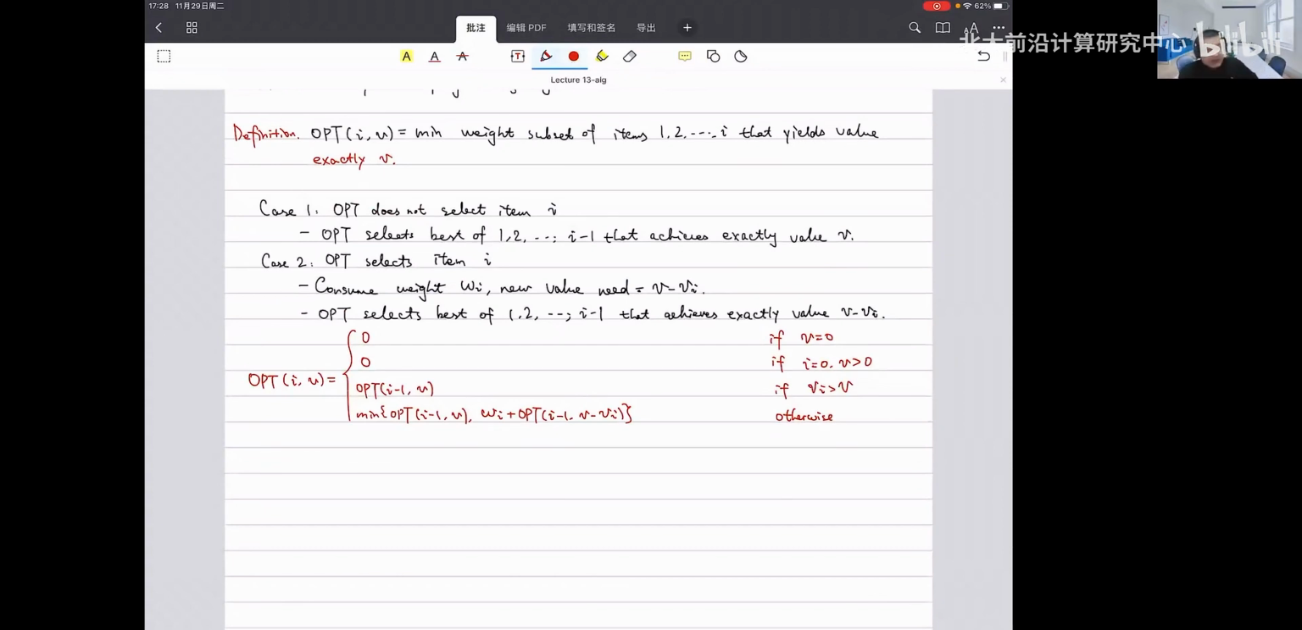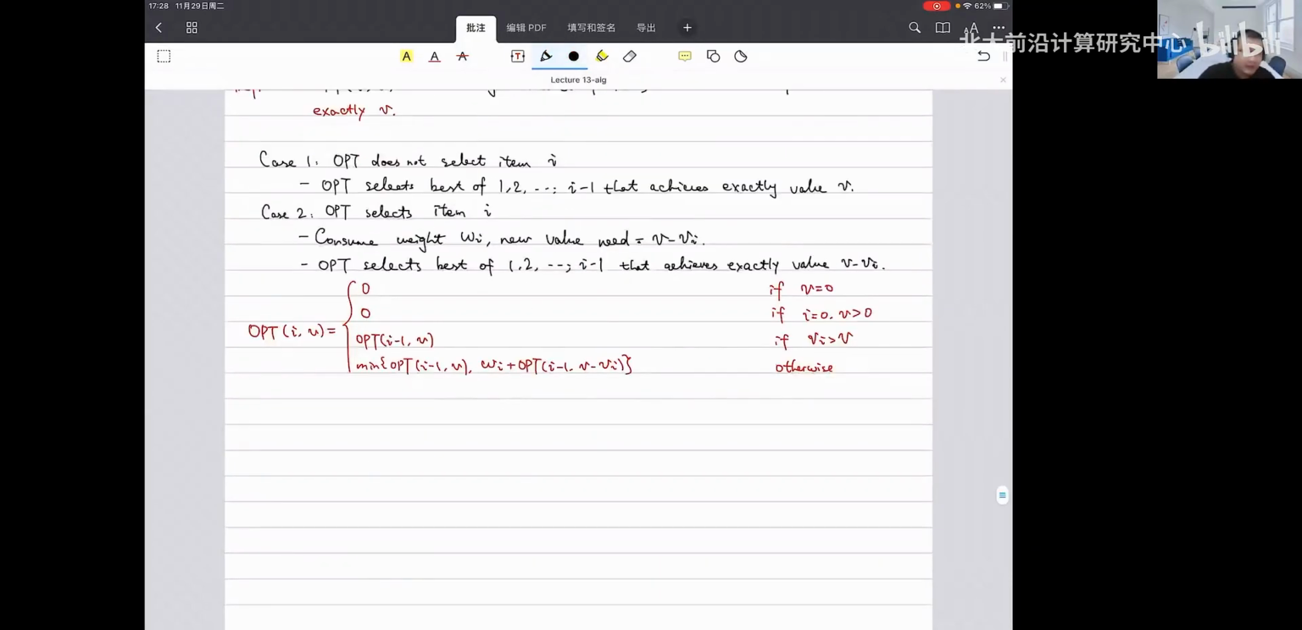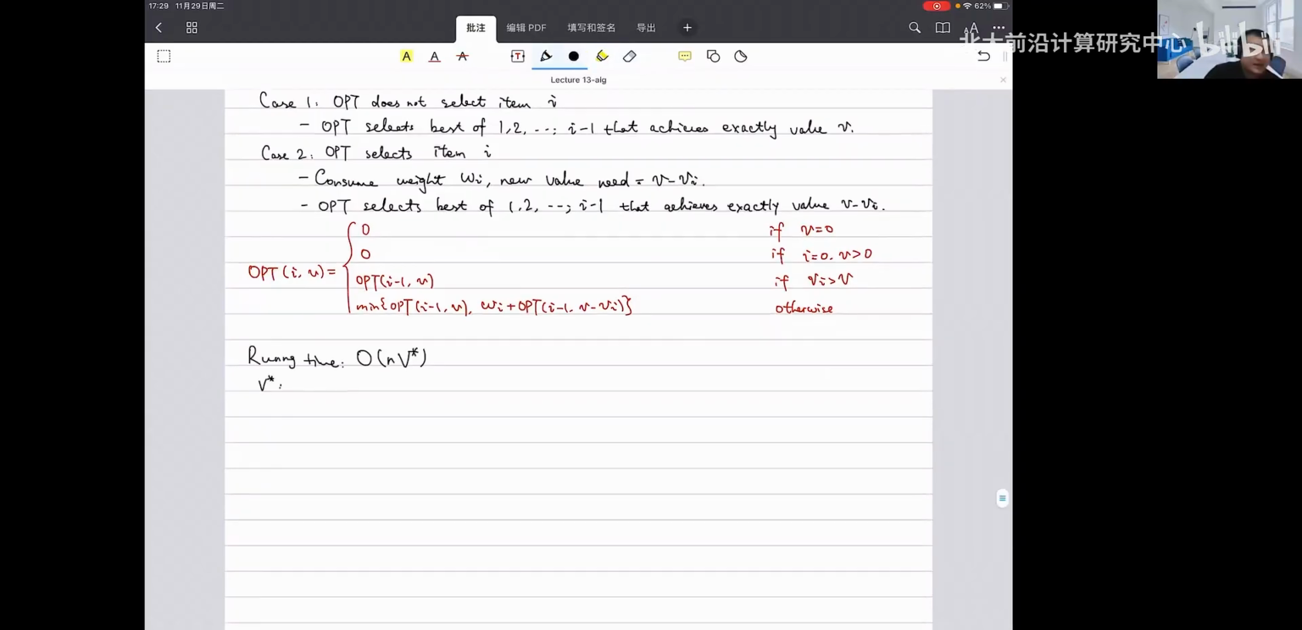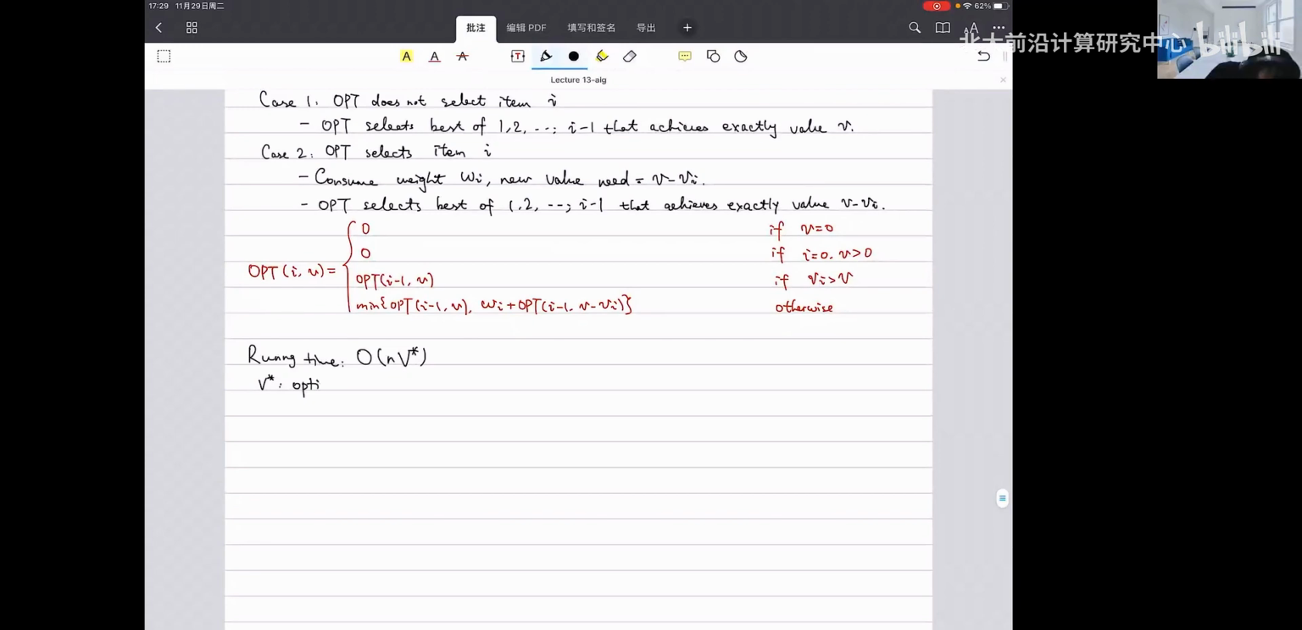Okay, so in terms of this algorithm, we slightly changed the dynamic programming algorithm. Instead of being a function of the weight, we make it a function of the value. And for this problem, we know that the running time is going to be O of n V star, where V star here is the optimal value.